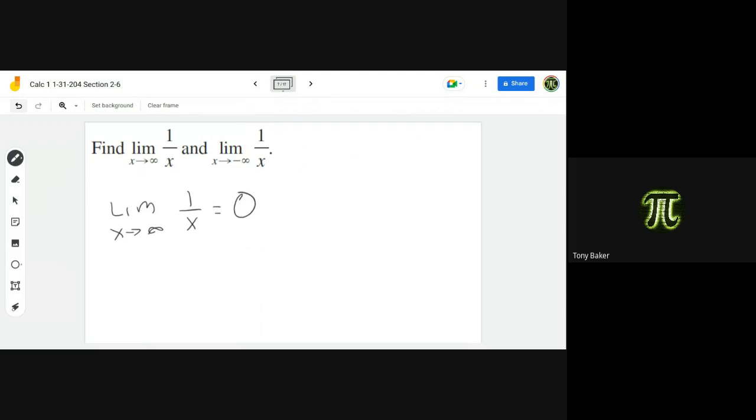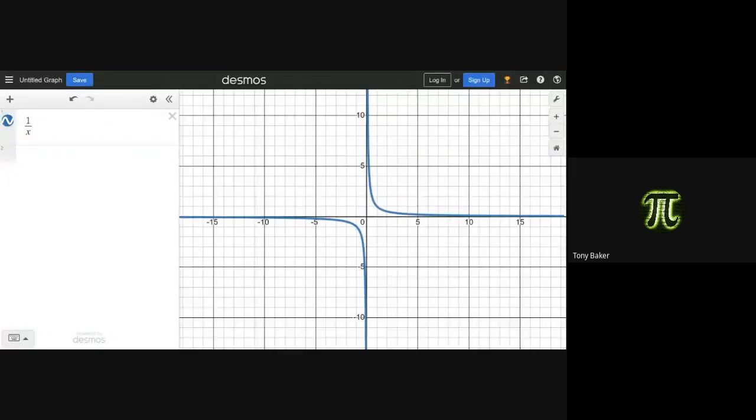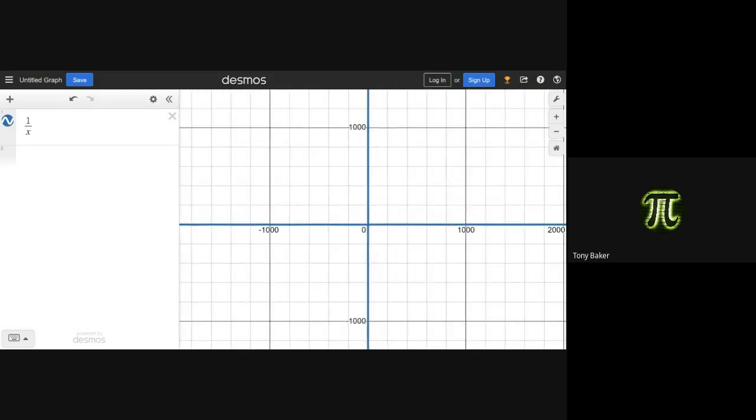And if we look at the graph, that's what we see. It's getting infinitely small, and it does it pretty quickly. Zoom out even farther, and it's pretty much 0 at that point.